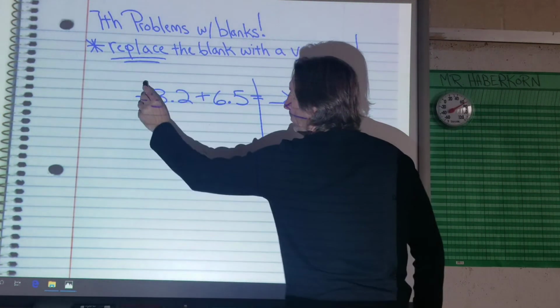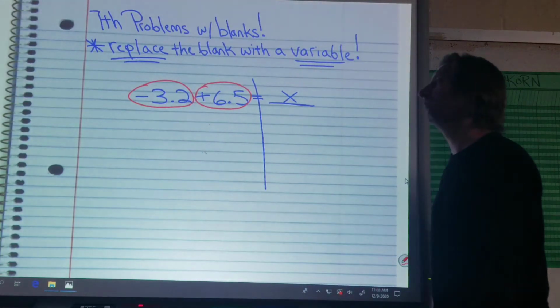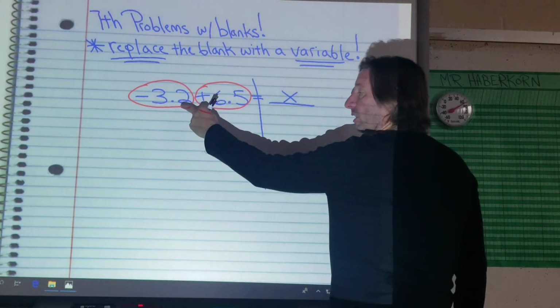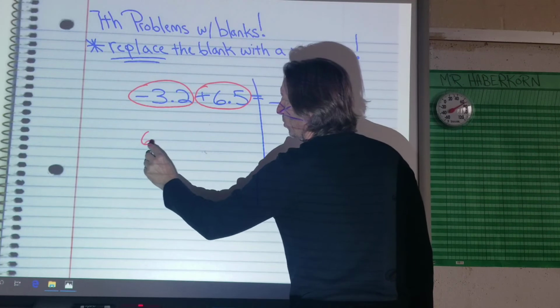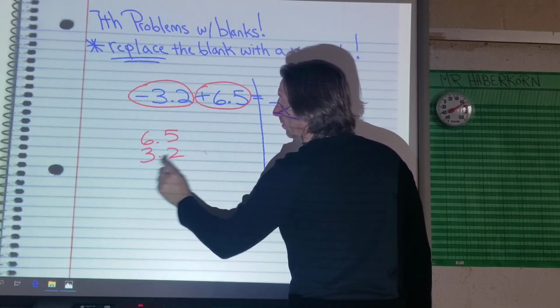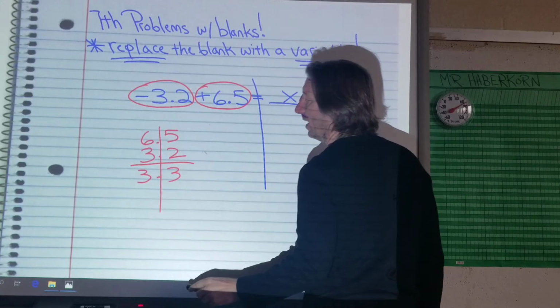Well, when I circle them, do they have the same signs or different? In this one they have different signs, and since they're on the same side of the problem, different signs we just subtract, right? So 6.5, put the bigger one on top, 3.2, and I get 3.3. Notice my points are in a straight line, right?